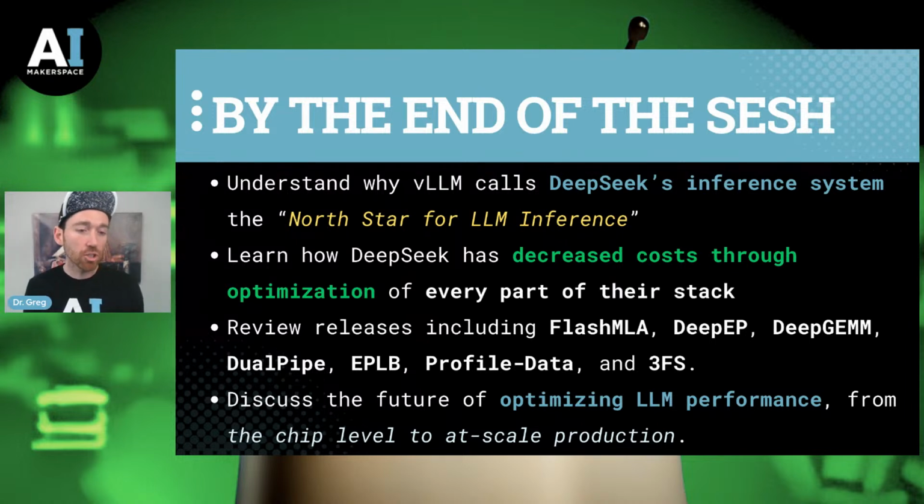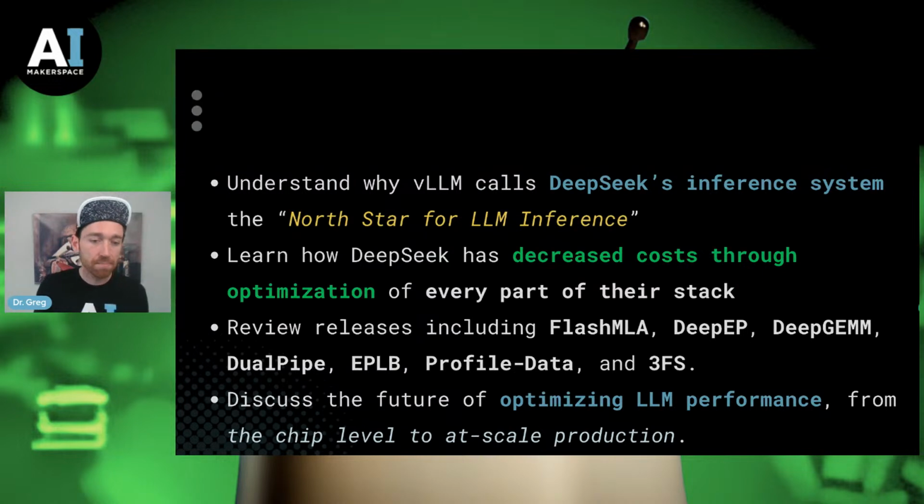And this is the leading chart. A ton of releases: FlashMLA, DeepEP, DeepGEMM, DualPipe, EPLB, Profile Data, 3FS. What do all these letters mean? We're going to figure that out by the end of the day. We really want to focus on that through line of discussing the future of optimizing the perf of LLMs, from the stack all the way up to the level that we're actually building software applications at.